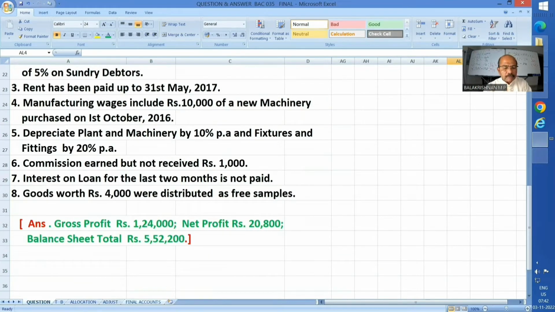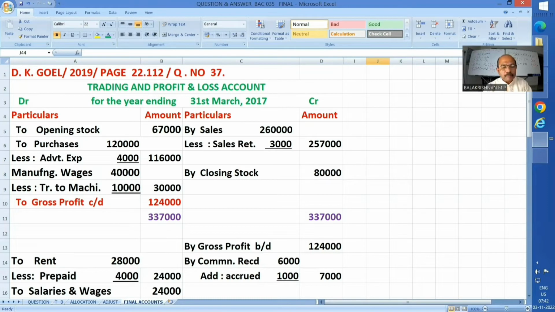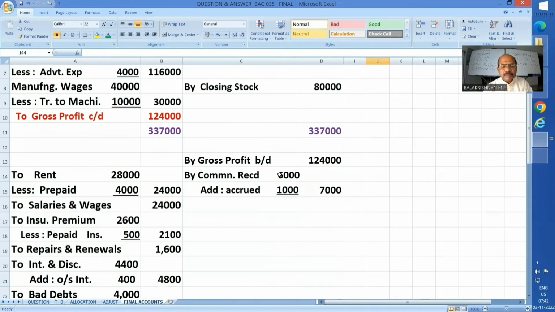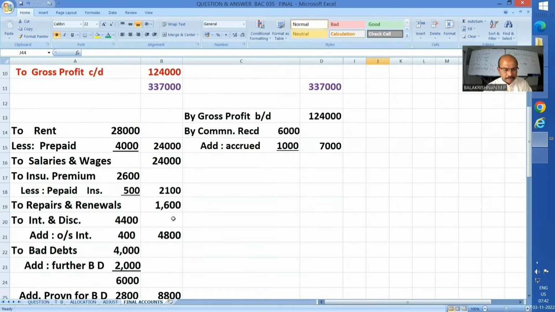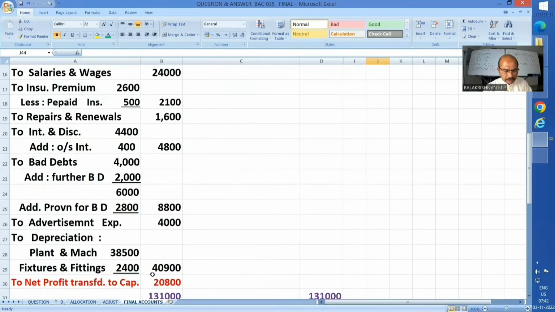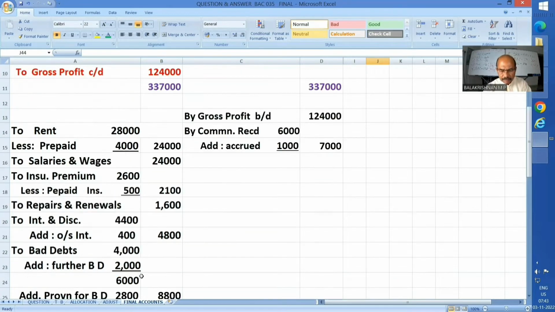Now let us proceed with the profit and loss account. I brought forward my gross profit. Commission received, subject to adjustment, which I explained just now, it is 7,000. Rent, subject to adjustment. Salaries and wages, as it is. Insurance premium, subject to prepaid insurance. Repairs and renewals, as it is. Interest and discount, I explained the adjustment. Bad debts and provision, I explained. Advertisement expenses, as it is. Depreciation also explained. So once these adjustments are explained, it is very easy for you to pick up.